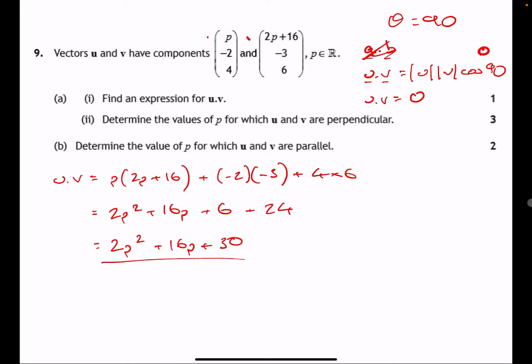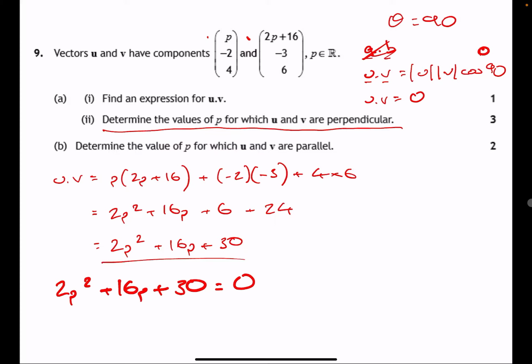I've now got an expression for u dot v from the first part, in which case, if I'm going to determine the values of p for which u and v are perpendicular, then 2p squared plus 16p plus 30 will equal 0. That's really annoying. Okay, anyway, that's now an equation that I can solve, and I want to solve it for p, in which case I'm going to need to deal with the left-hand side. It's fine as it is. Everything's on the left, equal to 0, so I need to factorize.